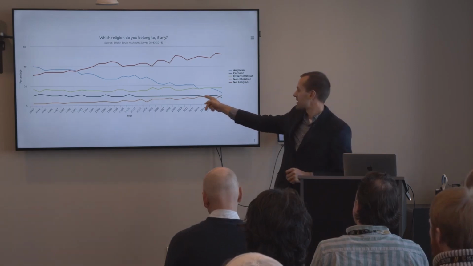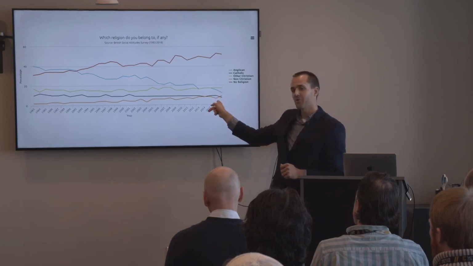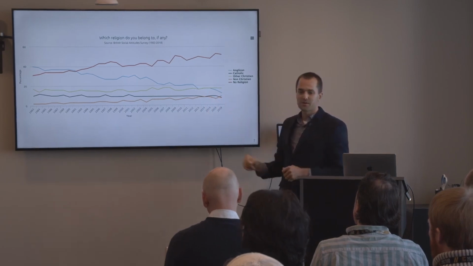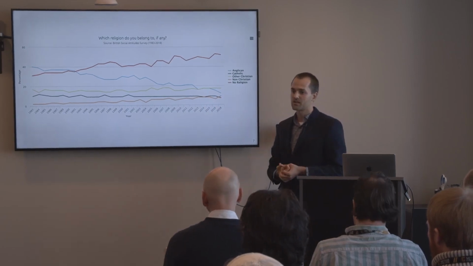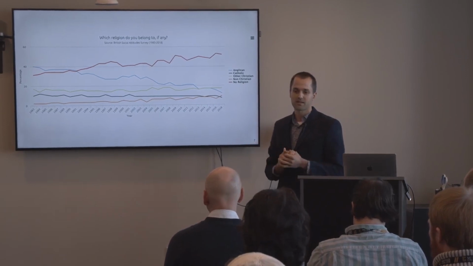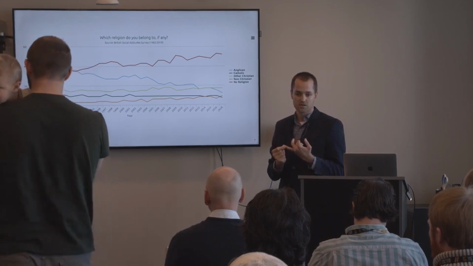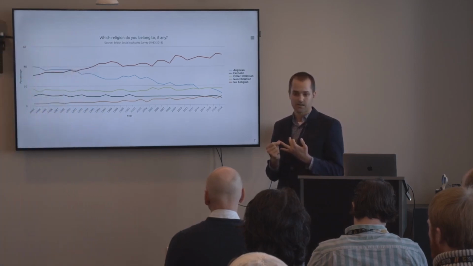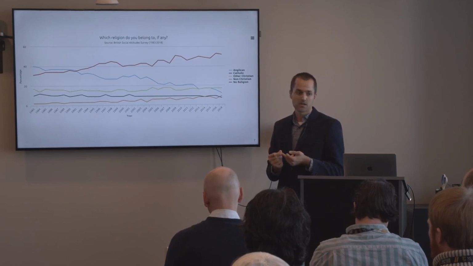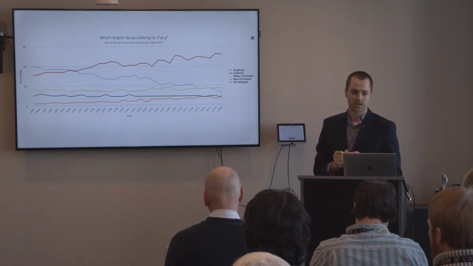The Catholics are the black line, and that one doesn't drop as much. And so without doing further research in the data, we can infer basically this: Anglicans have largely stopped attending church, and they've largely stopped identifying as Anglican. Catholics also have stopped attending church, but mostly continue to identify as Catholic.